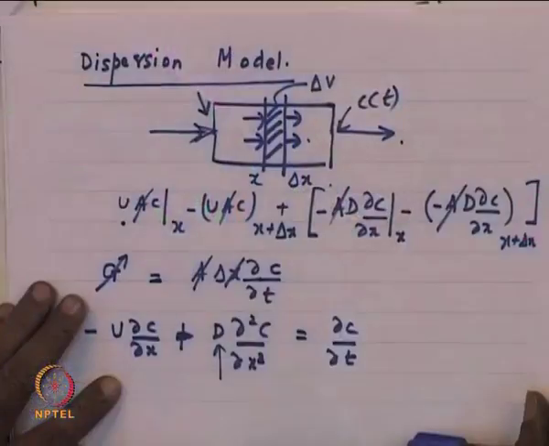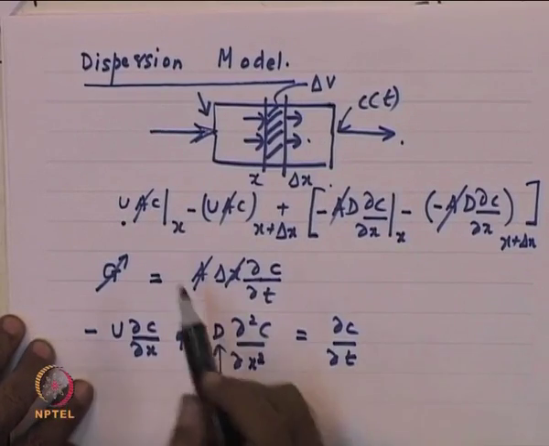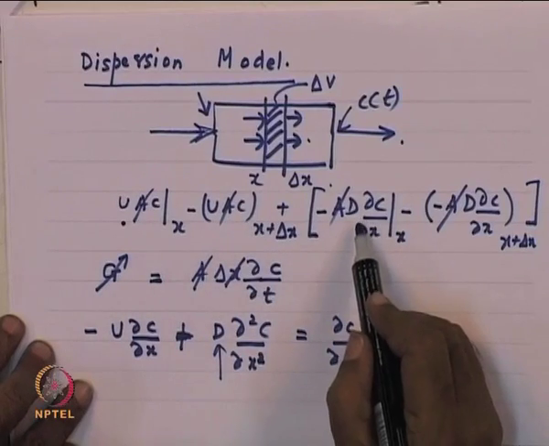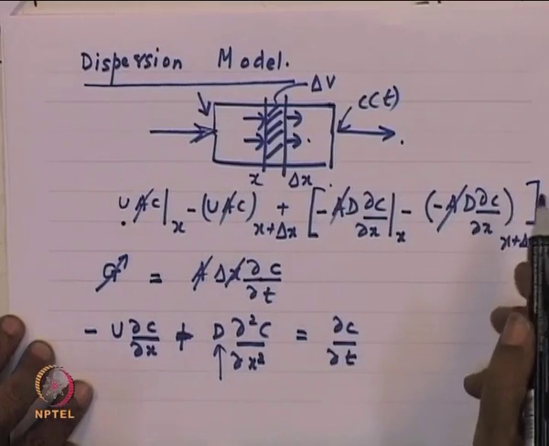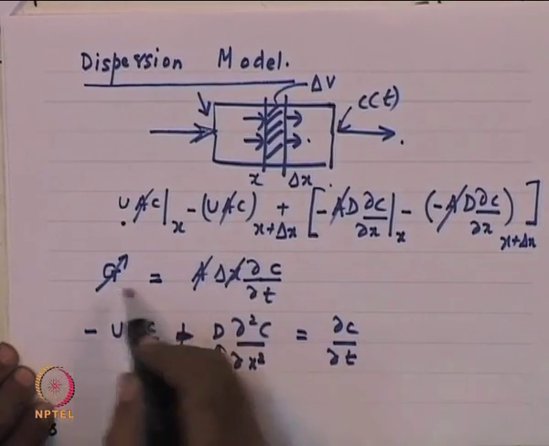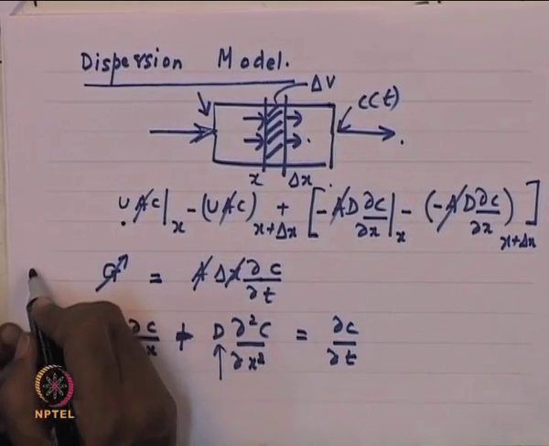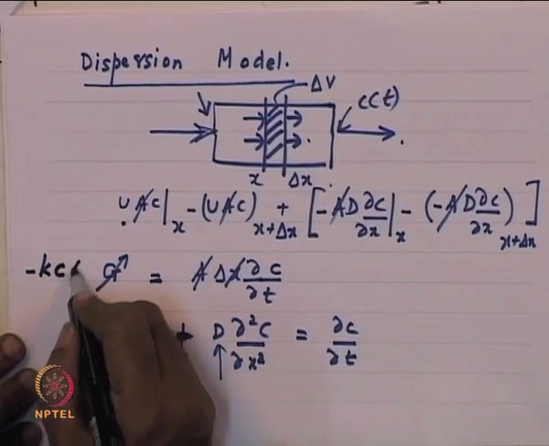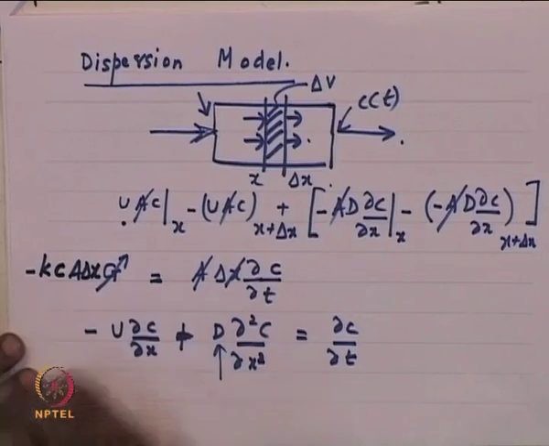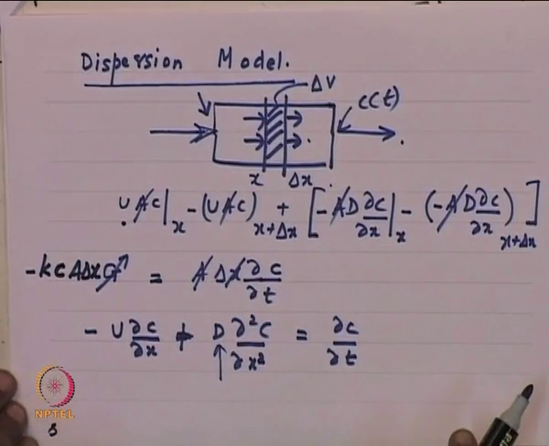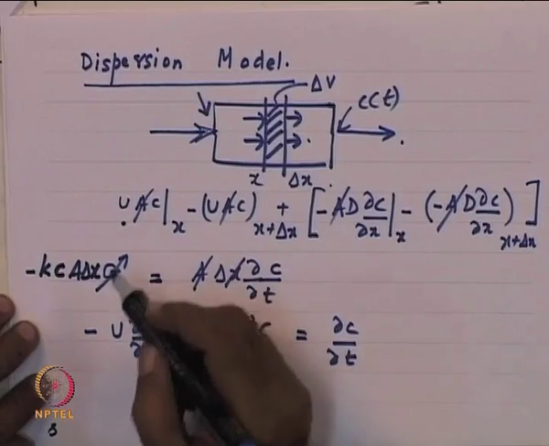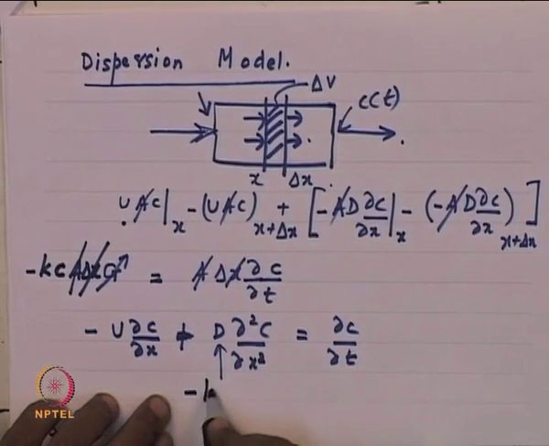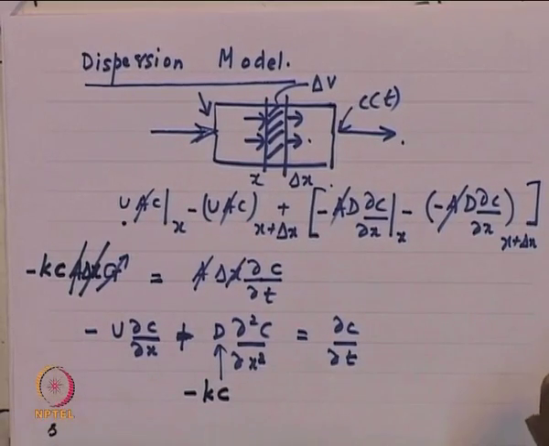Let us look at the dispersion model once again. What have we said? This is convective flow input, convective flow output, and this is the diffusive flow input, diffusive flow output, equal to the accumulation. The generation term we removed. Suppose you want to put the generation term as minus k times concentration C times A delta x. In the limit as delta x tends to 0, removing A, you will get a term which is minus k C.